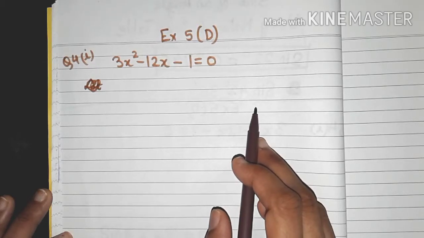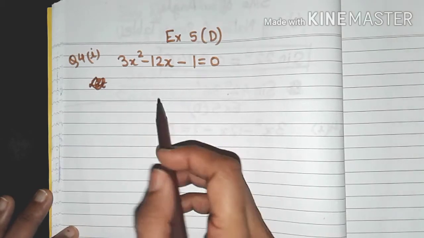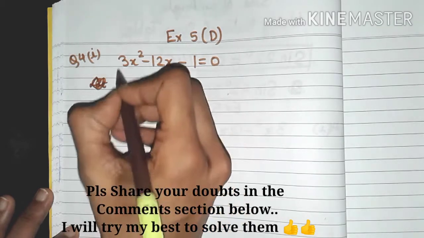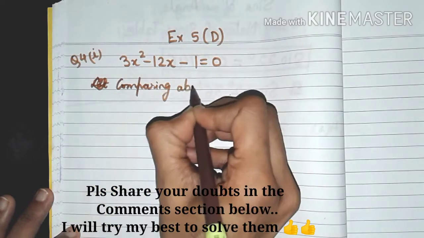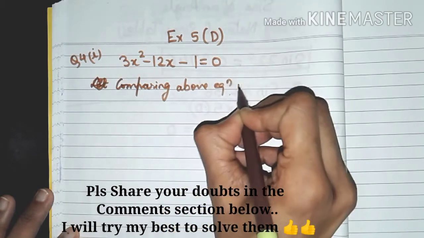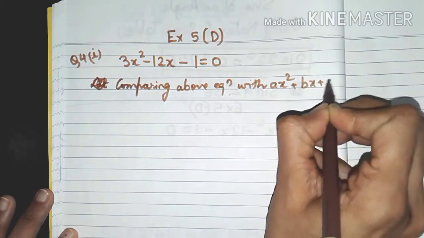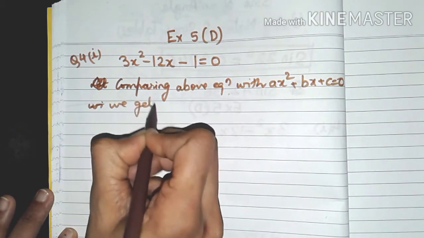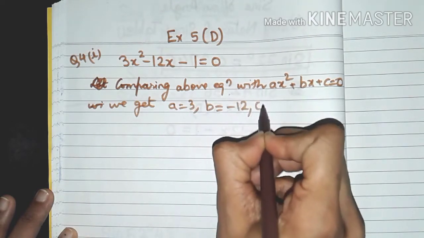So let's start with the first equation in question number 4. This is the quadratic equation. As you can see, you cannot factorize this equation, friends. So we have to compare the above equation with the standard quadratic equation. We get this. So let's write down the values of A, B and C.